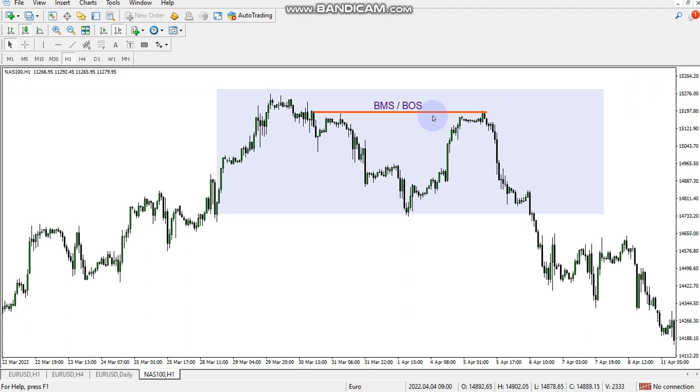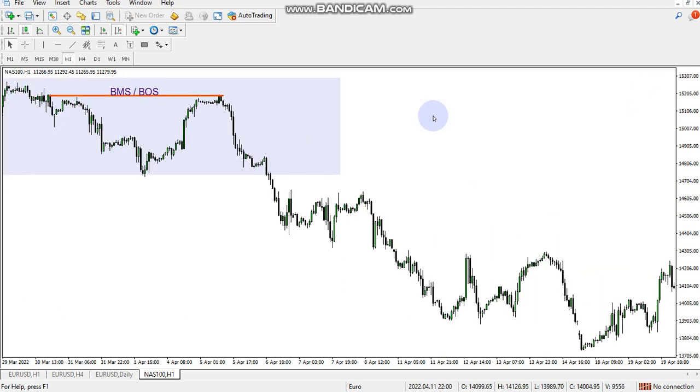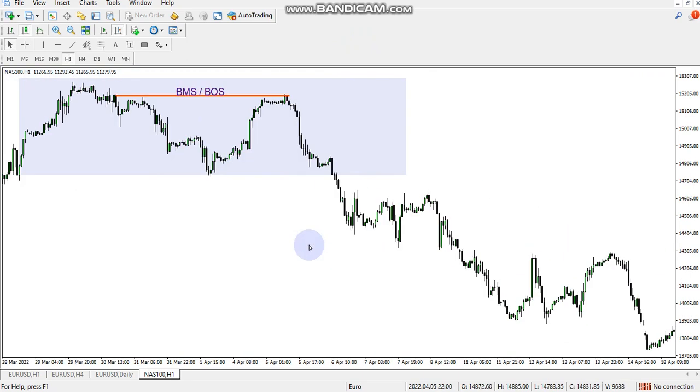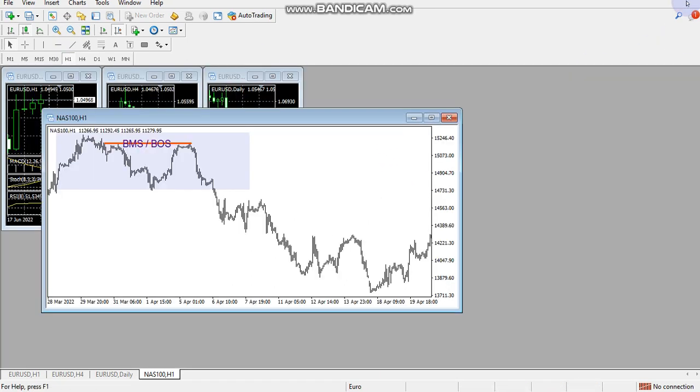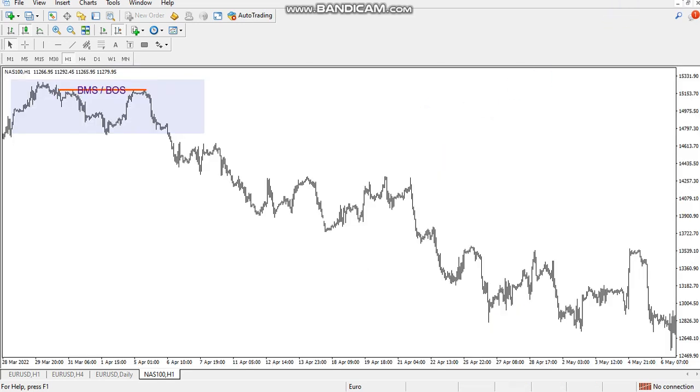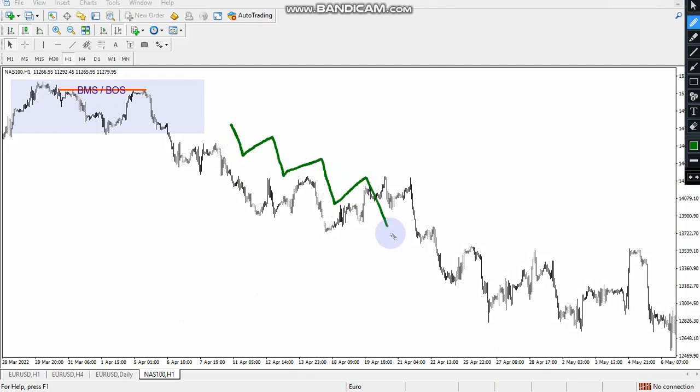Once the market structure shifts, it changes from an uptrend to a downtrend. If you can check now, the market is moving in a zigzag way, going down. Let me zoom it out so that it can be clear. Now the market is going zigzag down. It's no longer going up. So if you can check now, the market structure is going down. So this is a downtrend.